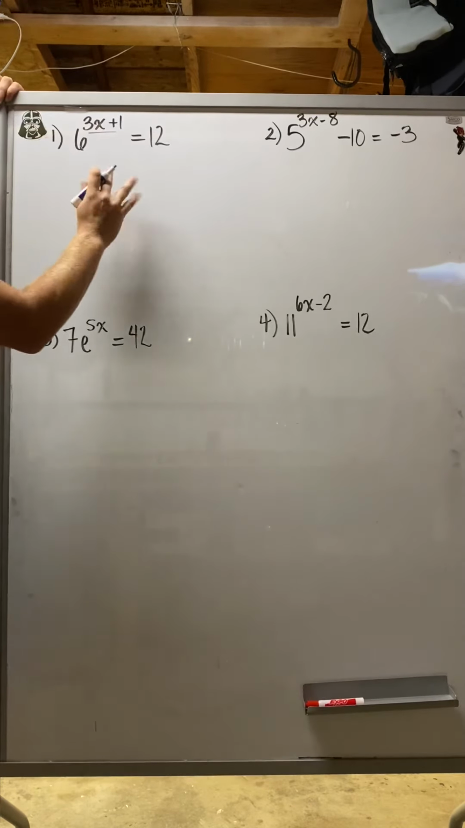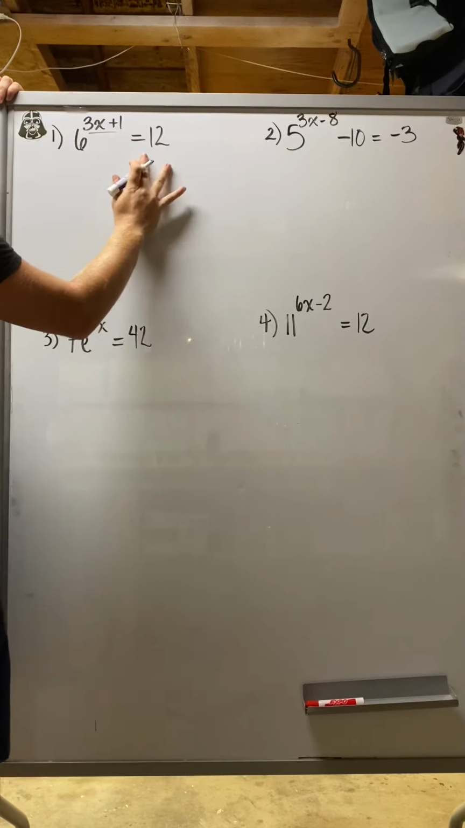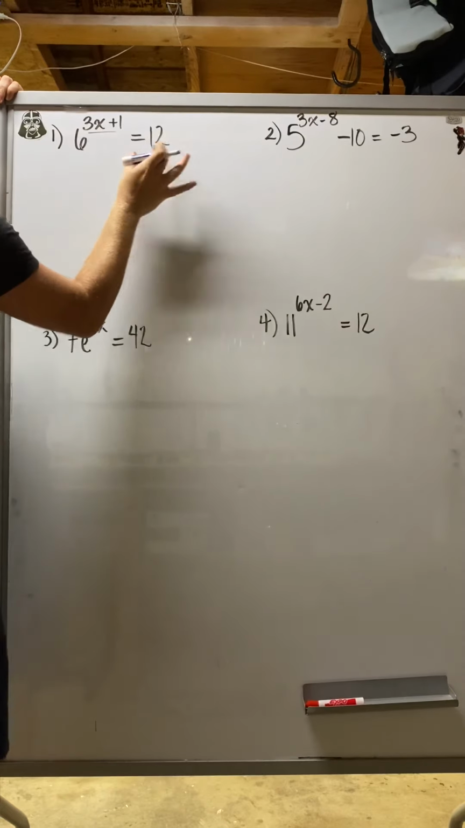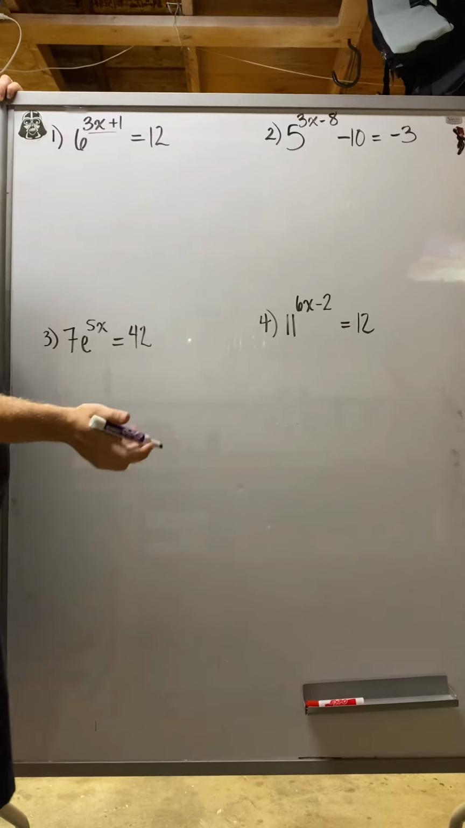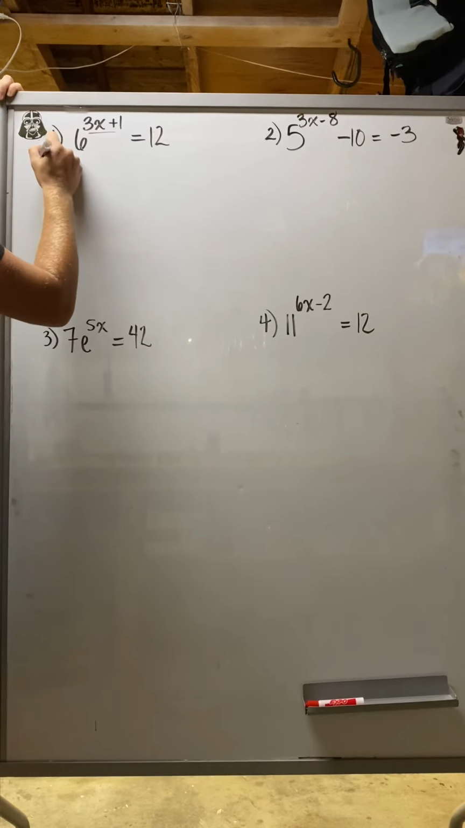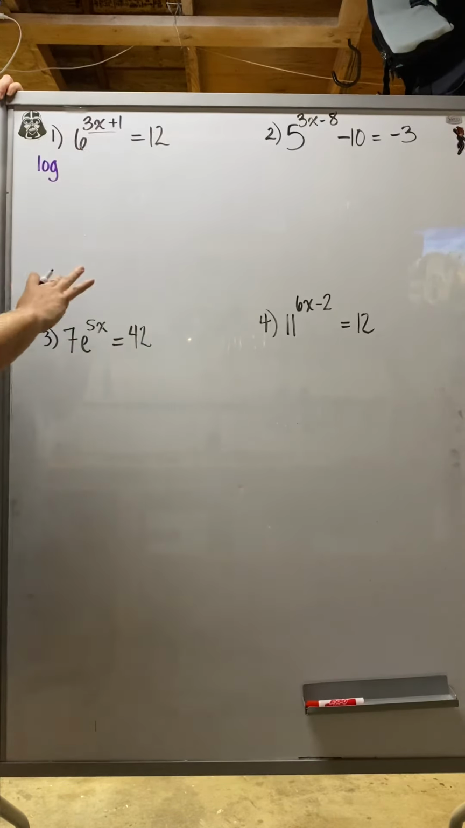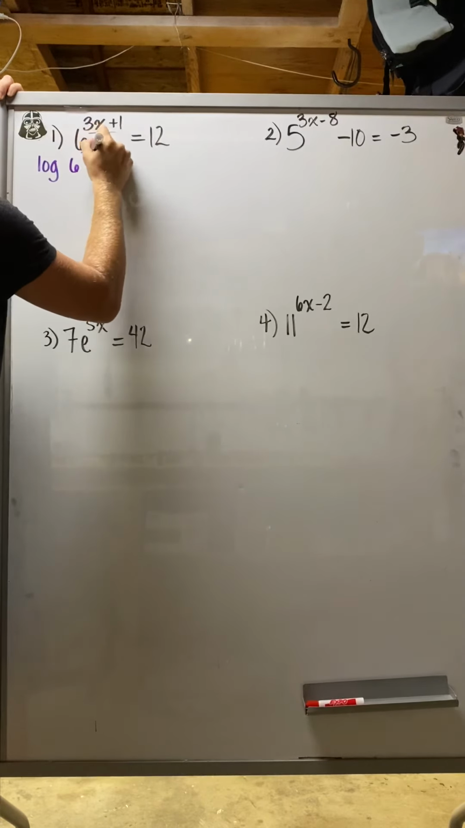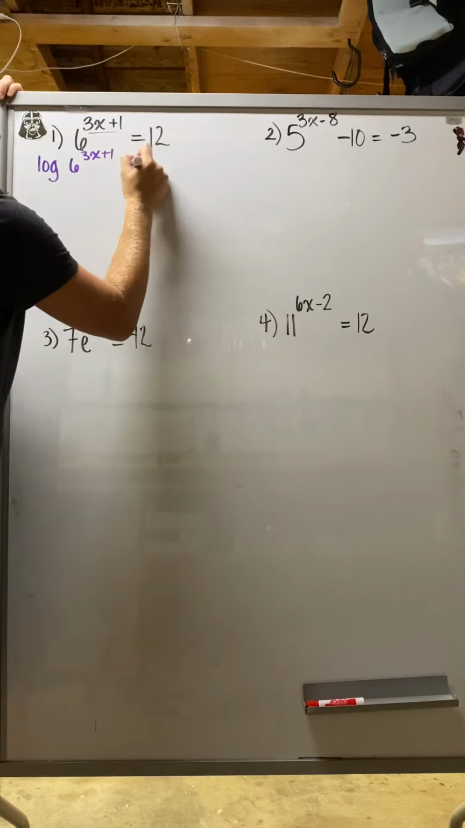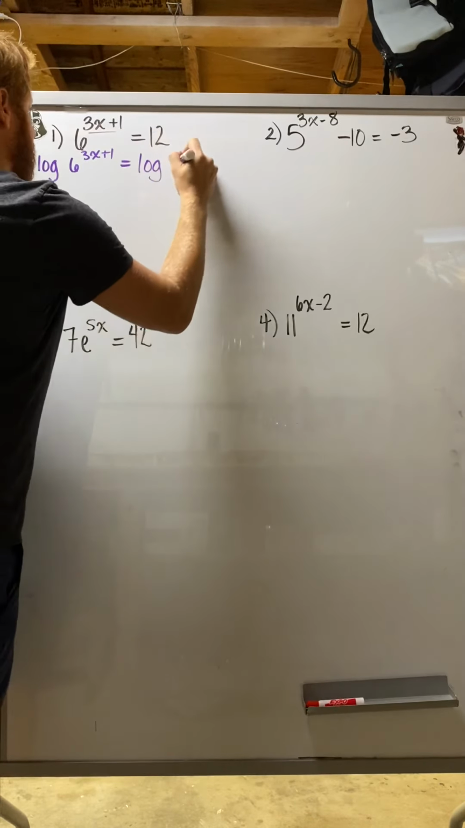As in, I'm literally going to rewrite this with the word log in front of the 6 and in front of the 12. This is just like if we subtracted 3 from both sides or divided by 5 or whatever on both sides. So it's going to look like this. Log, we're just going to use a common log here because our base is boring, of 6 to the 3x plus 1 is equal to log of 12.